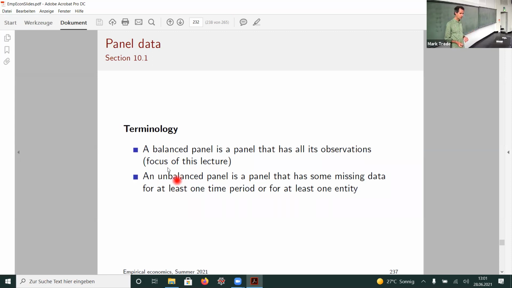That's more difficult because it depends why people leave the panel. So there might be different reasons, and it might be necessary to take that into account. So we will focus on the first case, the balanced panel. That's a little bit easier.